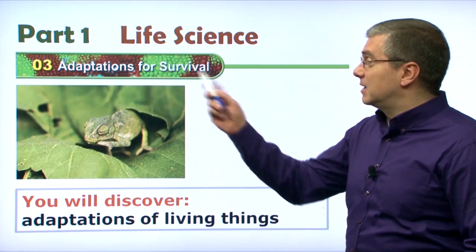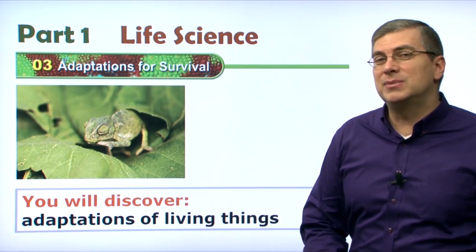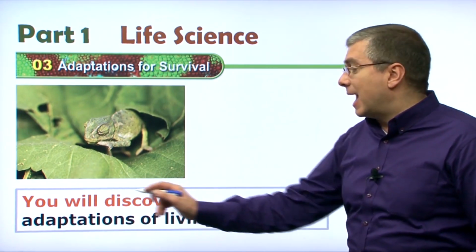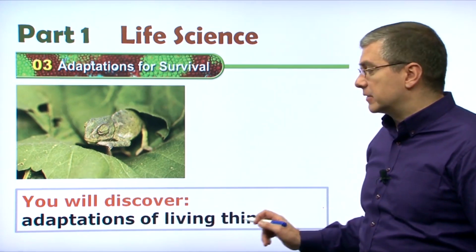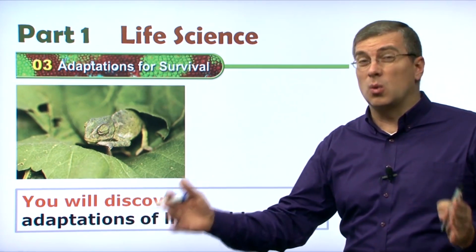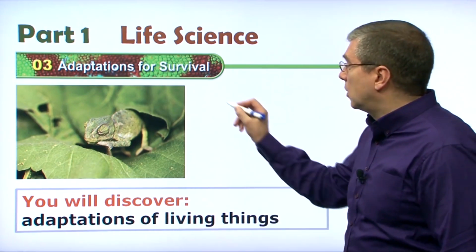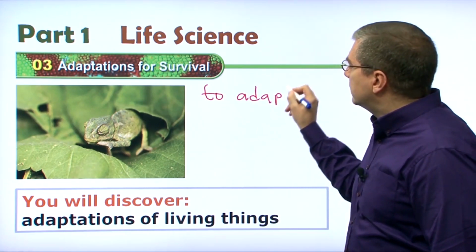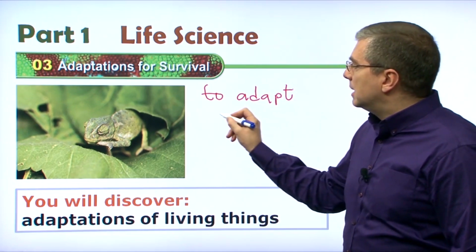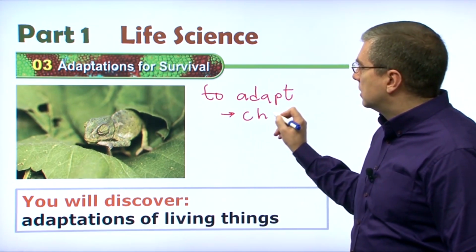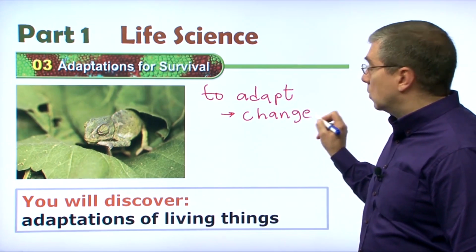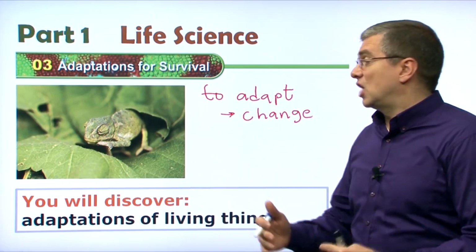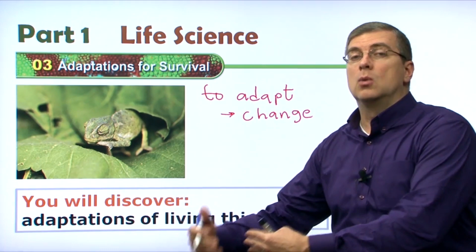In this lesson, lesson number 3, we're talking about adaptations for survival. You will discover adaptations of living things. Adaptations is kind of a long word, isn't it? It comes from a verb, to adapt. What does to adapt mean? To adapt means to change. Animals change. We change too. If our environment, if our surroundings change, we have to change with our environment.